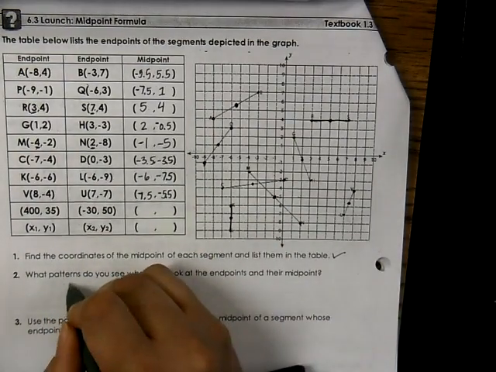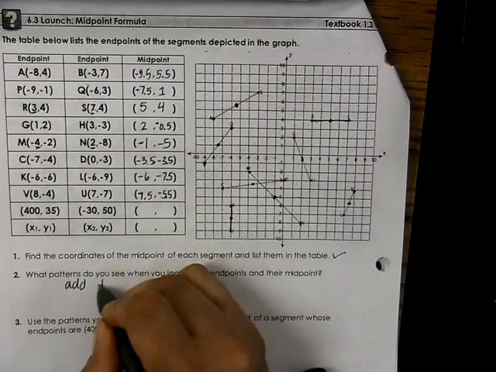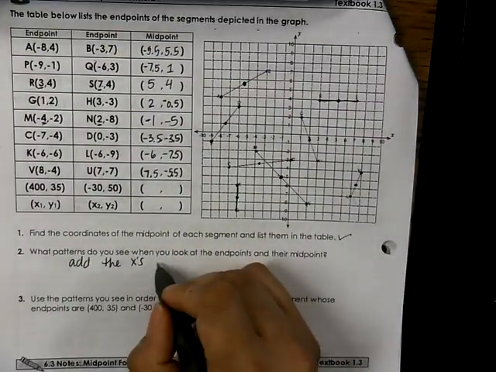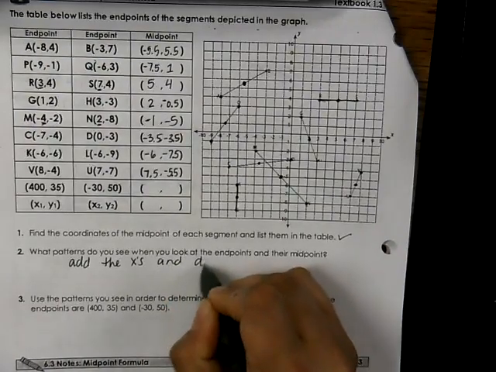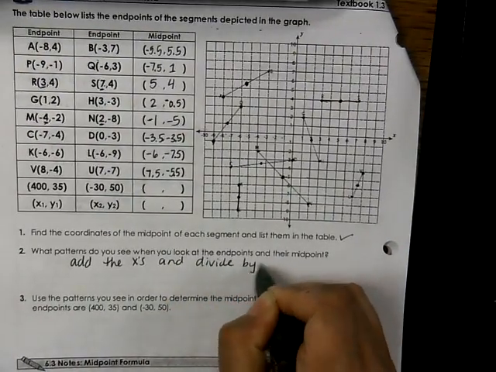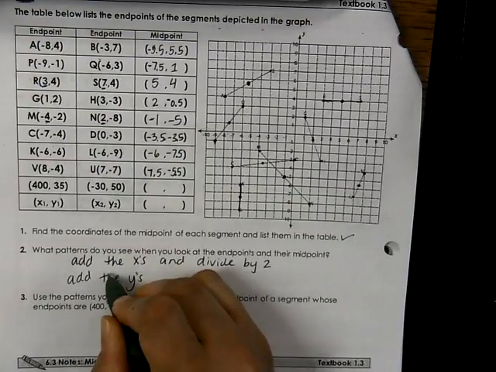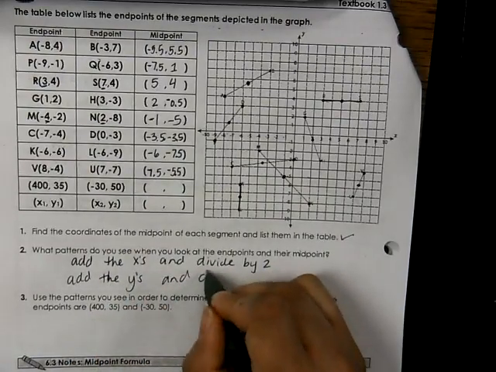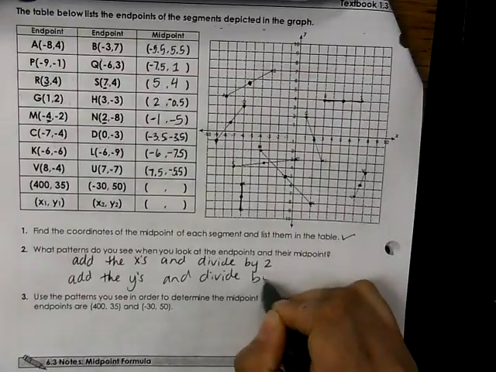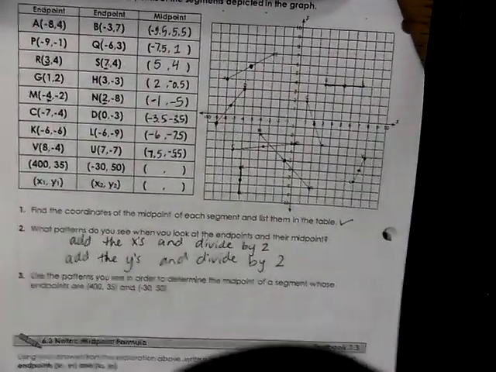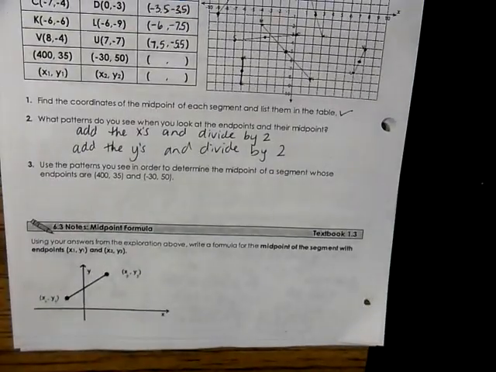So this is what I'm going to write in words. I'm going to write, you're adding the x values, or the x's, for the coordinates, and you're dividing by 2. And then same thing for the y's. You add the y values, and divide by 2. Because remember, if you're trying to get to the middle of something, a midpoint, that means you're going to divide by 2 to get to halfway.